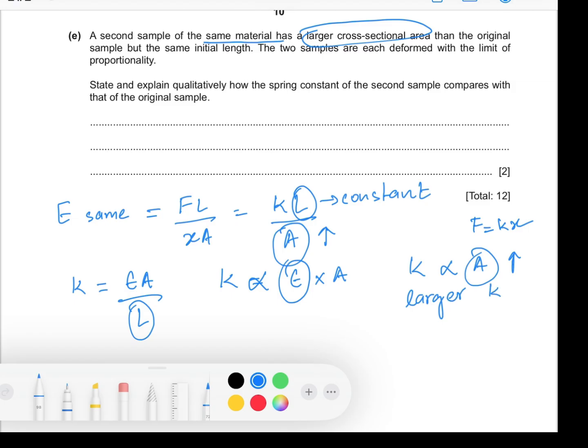And a larger spring constant means for the same extension, you will need to apply a much larger force, or it will be harder to extend the new sample by the same amount of extension.